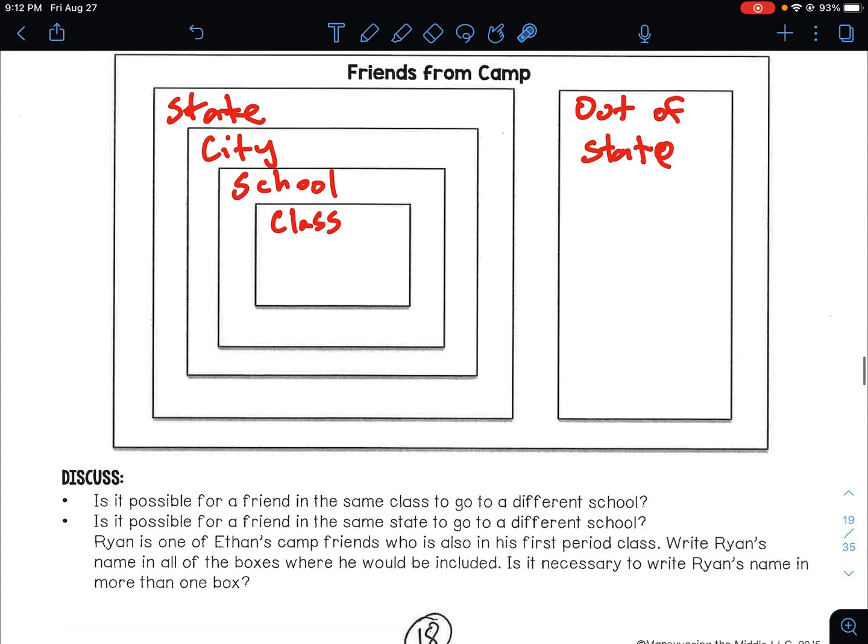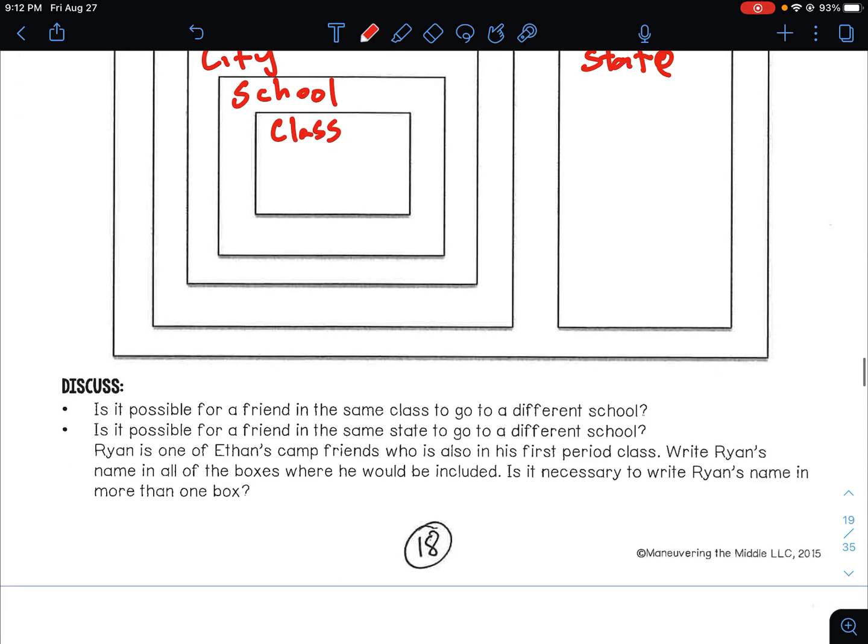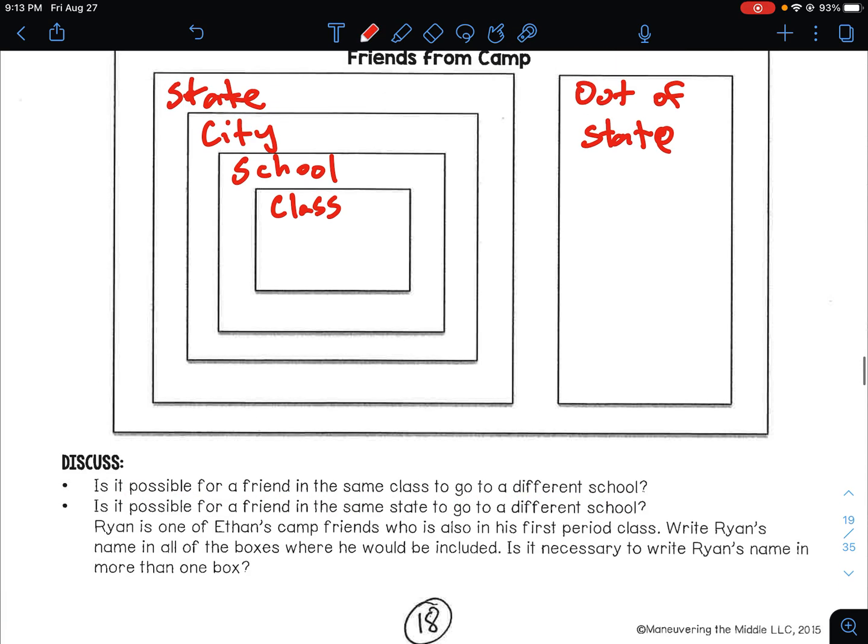Before we get to what this illustration has to do with our topic, let's answer the questions below. Is it possible for a friend in the same class to go to a different school? If you think of your friends in math class, is it possible they go to a different school? No, they would be going to the same school as you. So the answer is no. I'm just going to put an N.